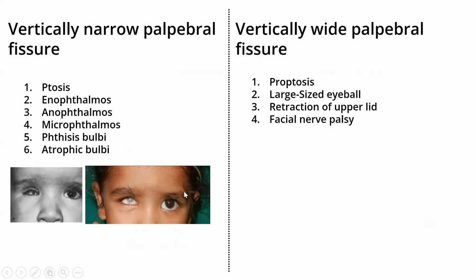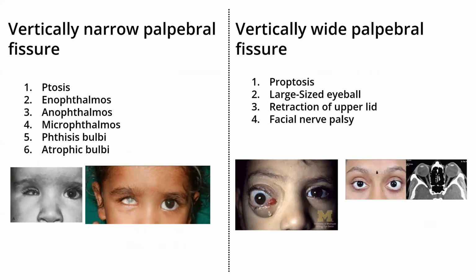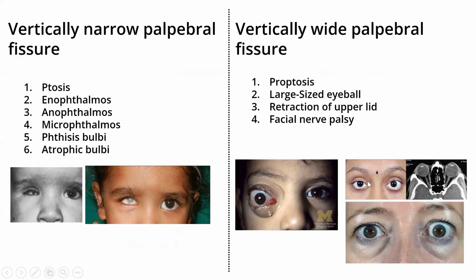Now, where do you see a vertically wide palpebral fissure? In proptosis, when the eyeball is protruding forwards. Large size of the eyeball. When you see unilateral myopia, the eyeball appears larger and the palpebral fissure is also increased. Or when there is retraction of the upper lid, in case of facial nerve palsy or in case of thyrotoxicosis, you can see retraction of the upper lid and a wide palpebral fissure.